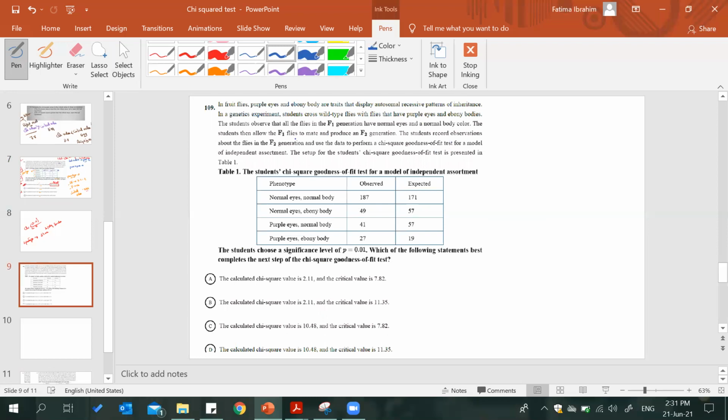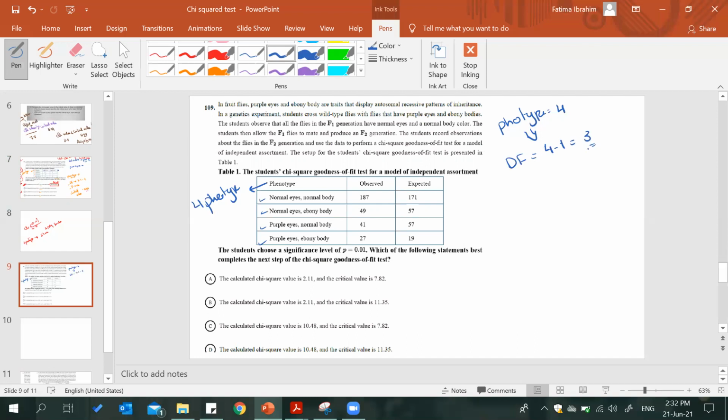The student recorded observations for the flies in the F2 generation and used the data to perform a chi-square goodness of fit test for a model of independent assortment. The setup was like this. Let's bring all the givens. First, the number of phenotypes. How many of them? 1, 2, 3, and 4. So number of phenotypes equals 4. Therefore, the degree of freedom equals 4 minus 1 equals 3.